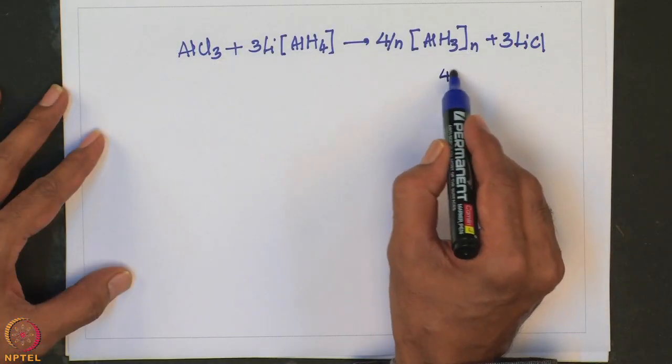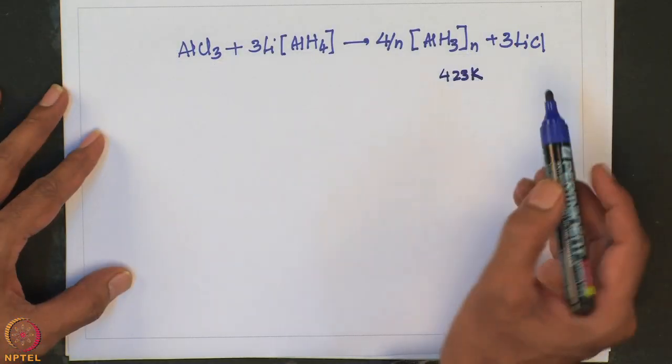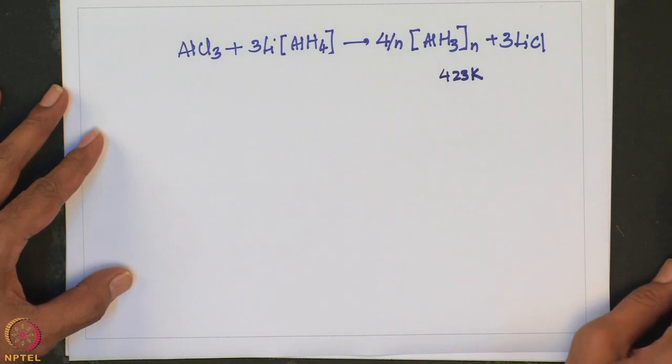So above 423 Kelvin, these are unstable with respect to decomposition to give the corresponding elements, that is aluminum and hydrogen. And since these are thermally unstable, one can think of exploiting this property in generating thin films of aluminum. This is where the utility of these compounds comes in. In fact, volatile p-block element compounds have been used in generating thin films.